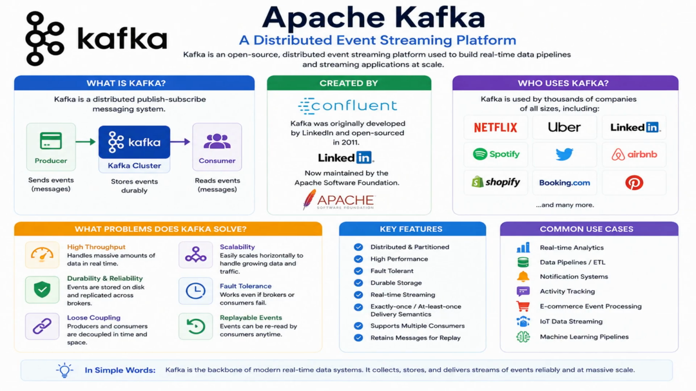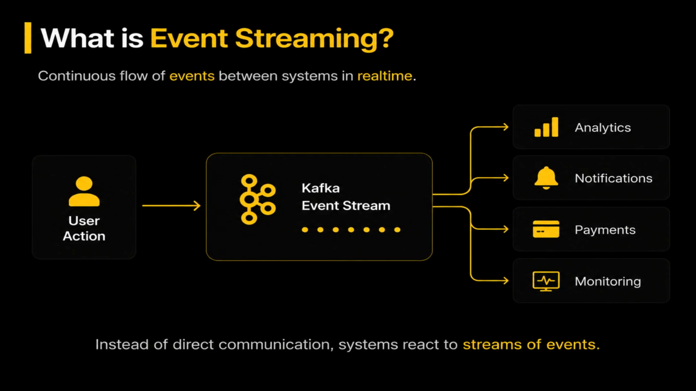Kafka is not just a queue. It is a distributed event streaming platform that allows systems to continuously produce, store, and consume events in real time. Think about modern applications. Users are constantly generating events: placing orders, sending messages, clicking buttons, making payments. Instead of systems directly calling each other synchronously, modern architectures stream these events continuously.